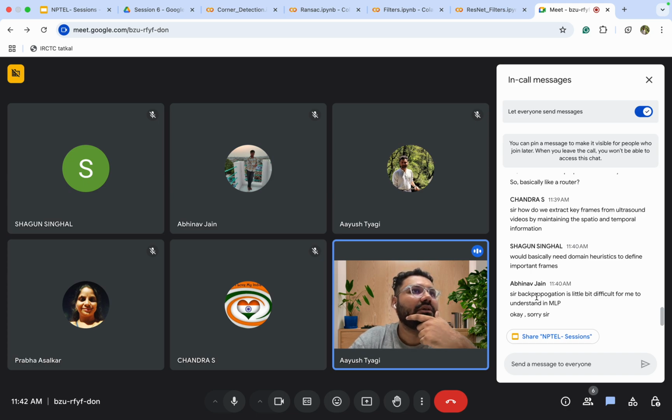Let me see how you can do it in any other way. You can do some sort of feature based similarity as well. Suppose you extract features from frame number 1 and from frame number 2. If the feature difference is very small, the frames are essentially very similar, so you don't need to keep frame number 2. But if there is some deviation in the features, then you might want to keep that frame.